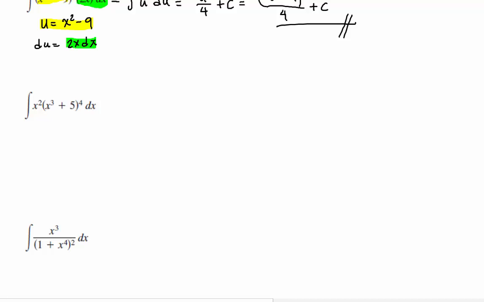So this one, we don't have exactly the derivative of x cubed plus 5 outside, but close enough, because the derivative of x cubed plus 5 is going to give you 3x squared, and then you have an x squared here, so that substitution may in fact work. So let's check that. Let's take u to be the inside of this parenthesis. Now I have dx. I don't care about dx. I want du. So I'm going to write du is going to be the derivative of this expression, which is 3x squared dx.